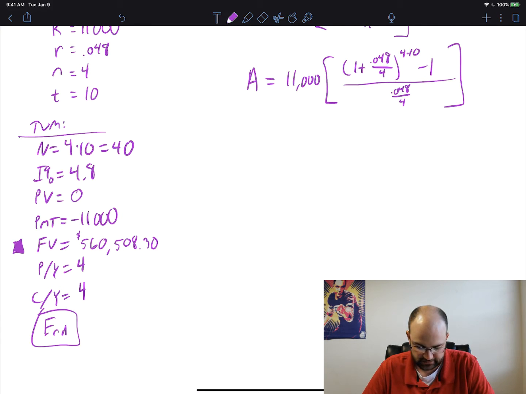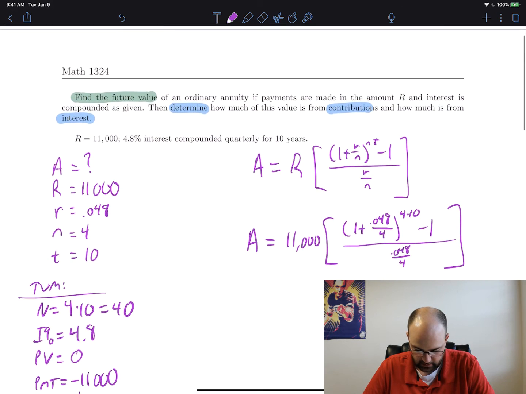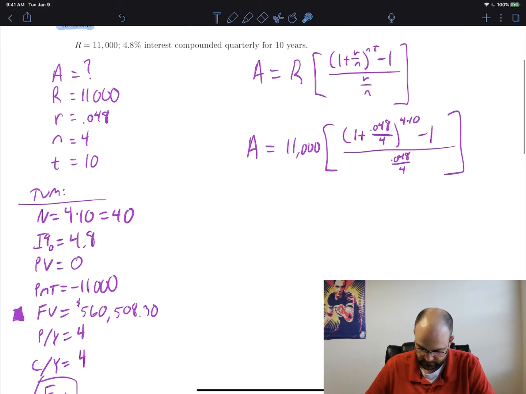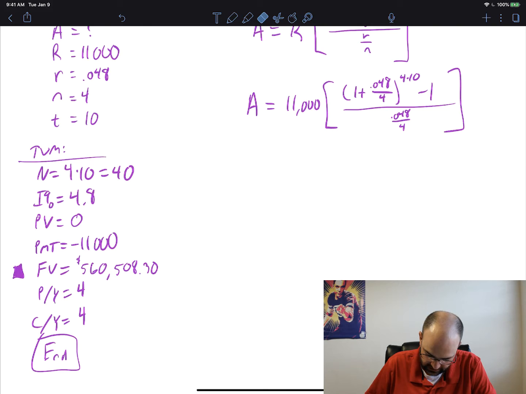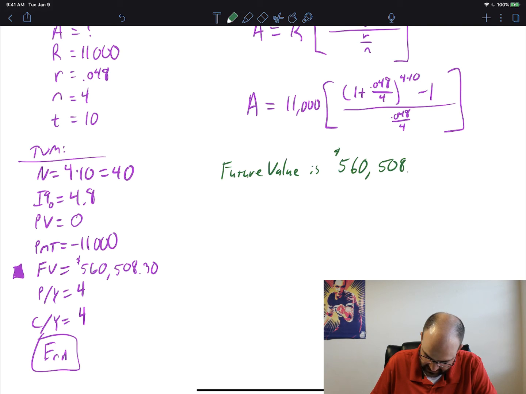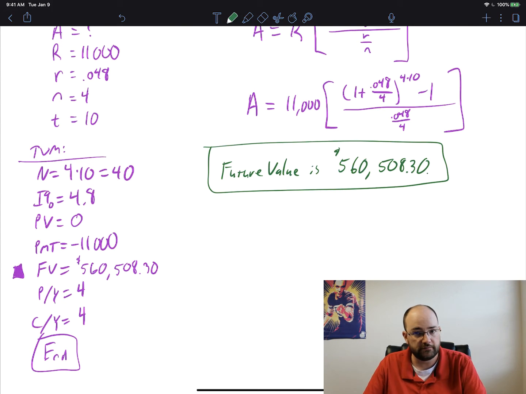Welcome back to the notes. And up here, I was going to do green for finding the future value. So we have the future value is $560,508.30. And that's all for that part of the question.